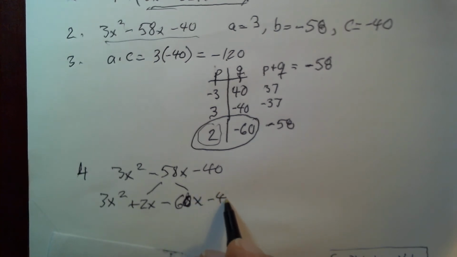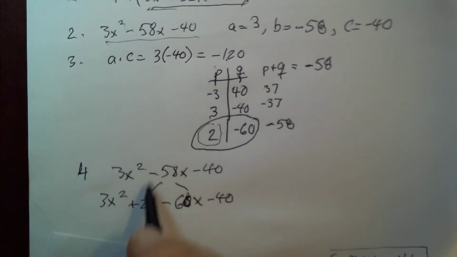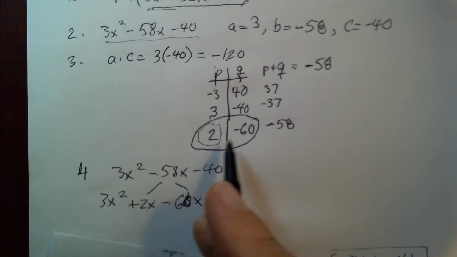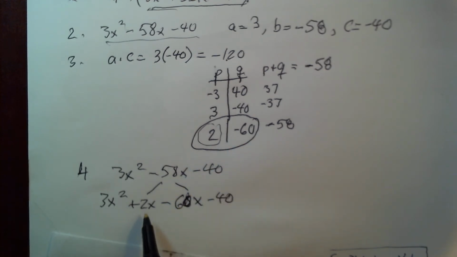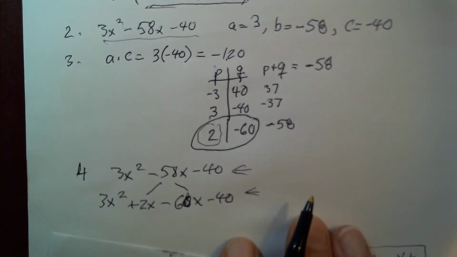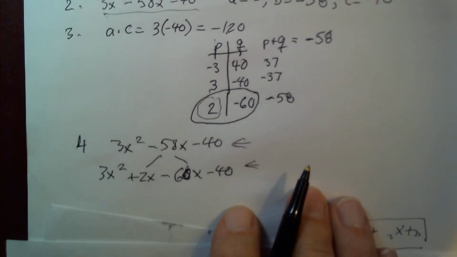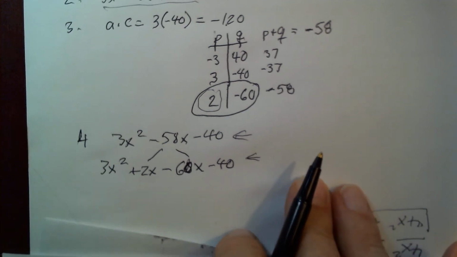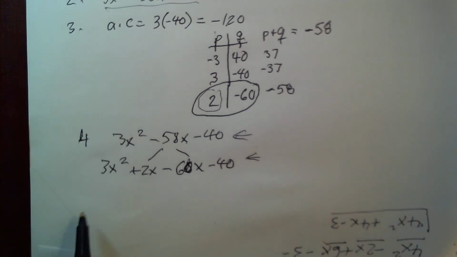Minus 40. So we split the middle term this way using p and q as coefficients. And you notice that 2x minus 60x is minus 58x. So these two statements are certainly equivalent. However, now we can factor by grouping. That's our next step, step 5.